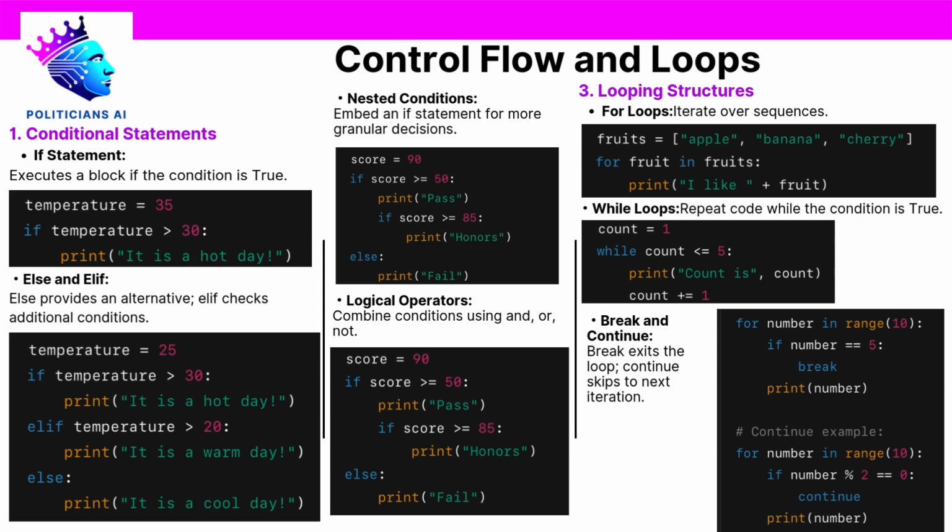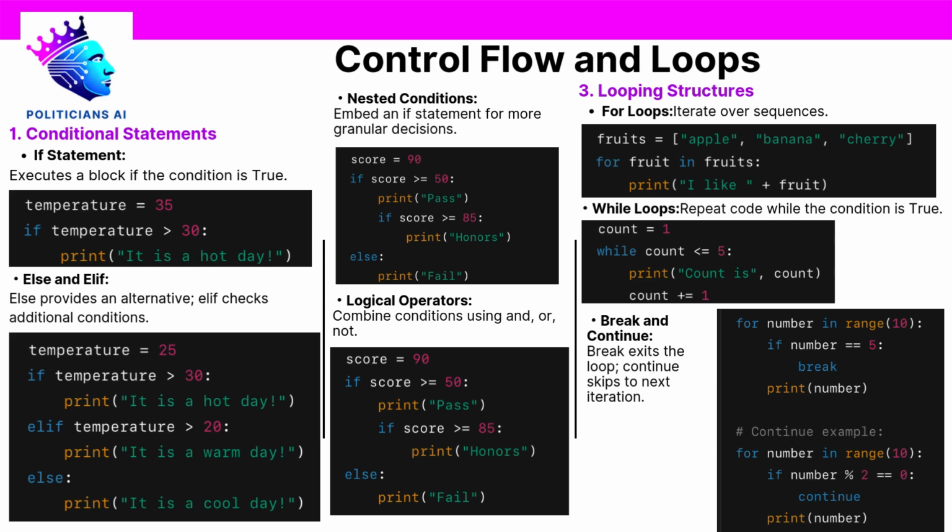Another important aspect of conditional statements is the use of logical operators, such as and, or, and not, which allow you to combine multiple conditions into a single statement. For example, if you want to check whether a number falls between 10 and 20, you might write a condition that requires the number to be both greater than or equal to 10 and less than or equal to 20. In this case, both conditions must be true for the associated code to execute. Logical operators make it easy to express more complex conditions in a clear and efficient way.